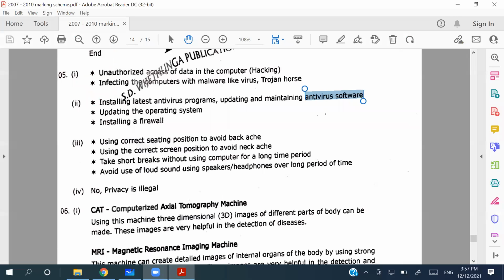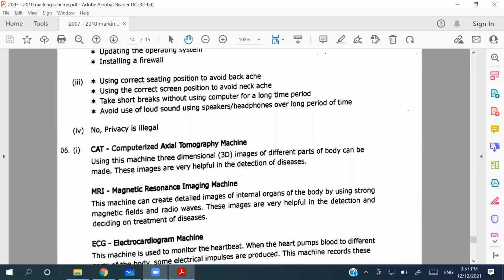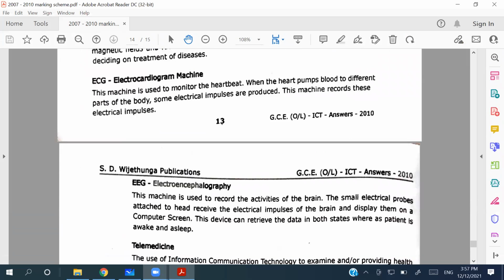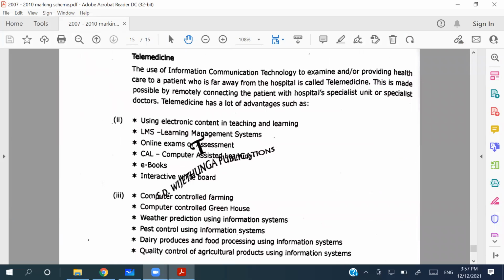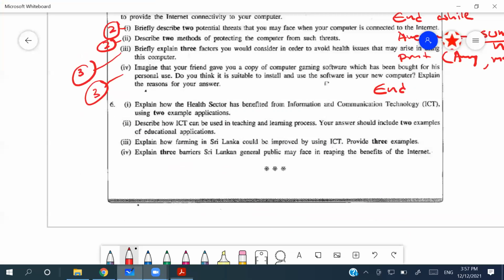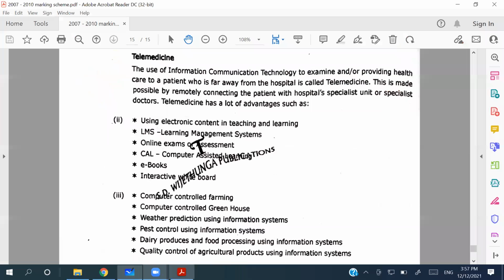Here in the marking scheme, they say the CAT machine, the MRI machines, ECG machines, EEG machines, telemedicine. So they have talked about it. They only ask for 2 examples, so you can find any 2 of these things.